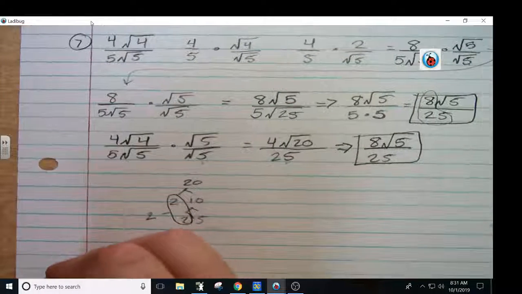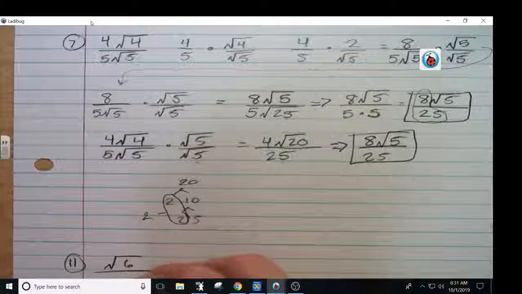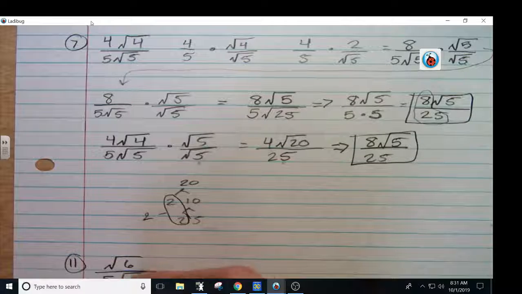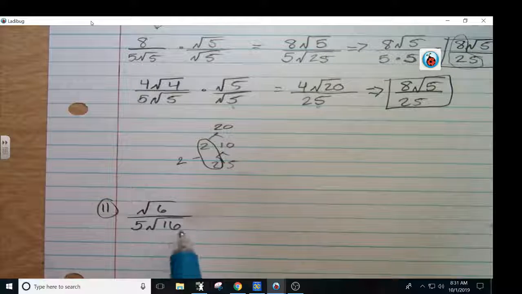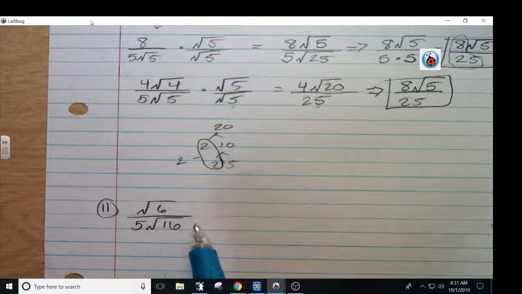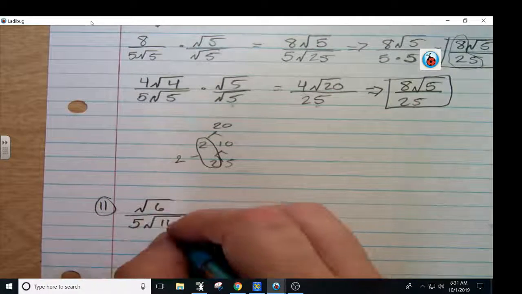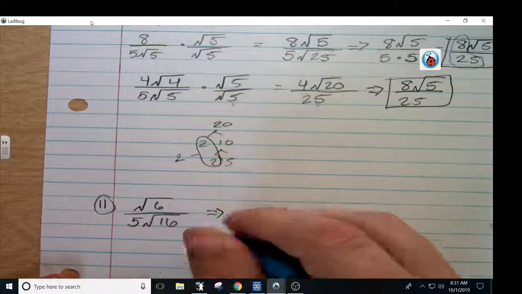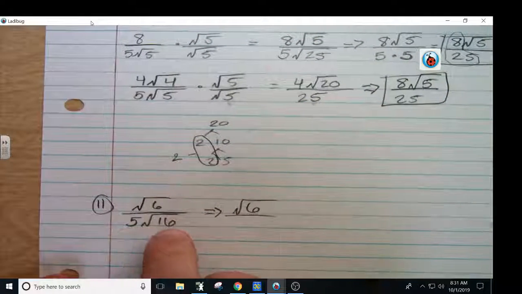All right. Let's look at 11. 11 is pretty easy. I want you guys to be able to spot stuff and make it a lot easier. Now, a lot of people are going to look at this and say, I've got a radical in the denominator, so I'm going to have to rationalize my denominator. Well, you really don't have to do that because, guys, what's the square root of 16? It's 4, right? So what you've got on the bottom is 5 times 4.